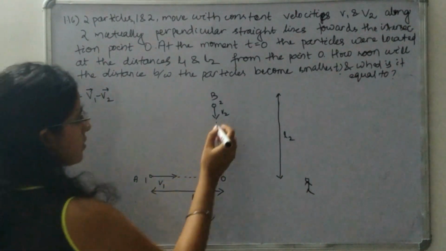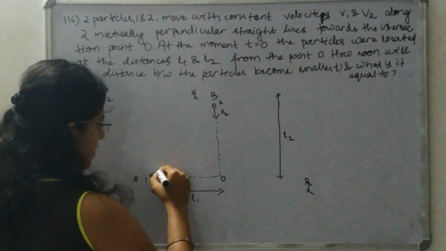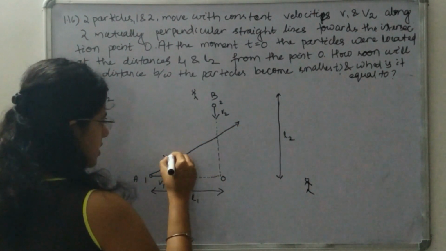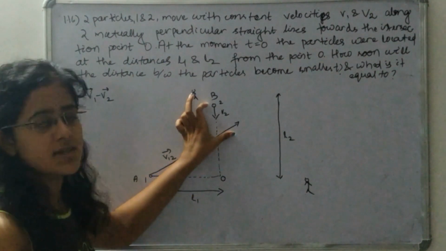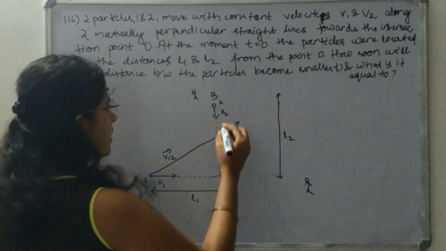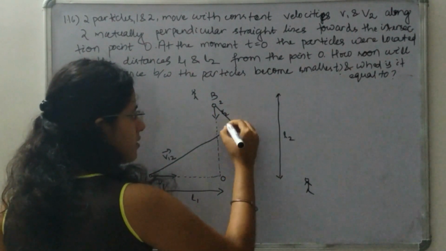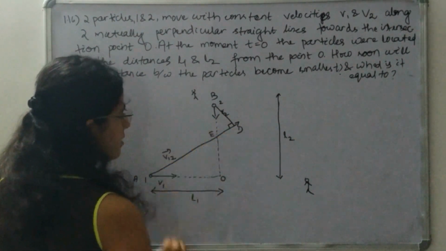Okay, so I am in this frame, so I am observing this particle heading in this direction with velocity V12 vector. Here, what is the smallest distance between these two particles? Simply, you have to draw a perpendicular to this line. Let us name this D, this is E.